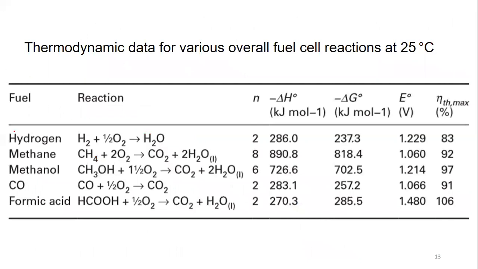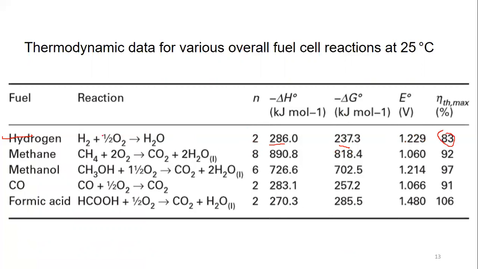You can see here, if you are using hydrogen as a fuel, the chemical reaction will be this one, and you have minus delta H, the value given. The number of electrons transferred is 2 per chemical reaction, and you have negative delta G, this one. So it is a feasible reaction, and you have the cell voltage and an efficiency of 83%.